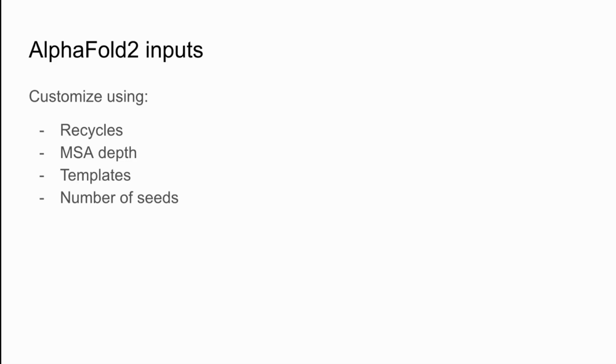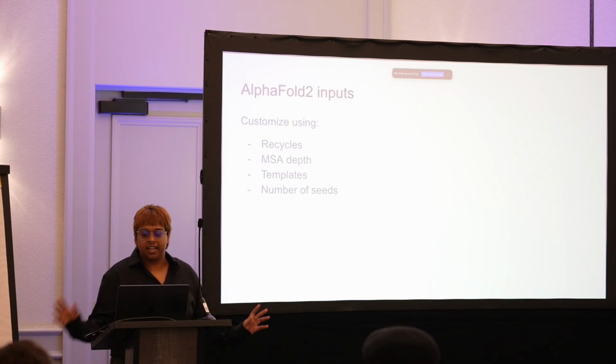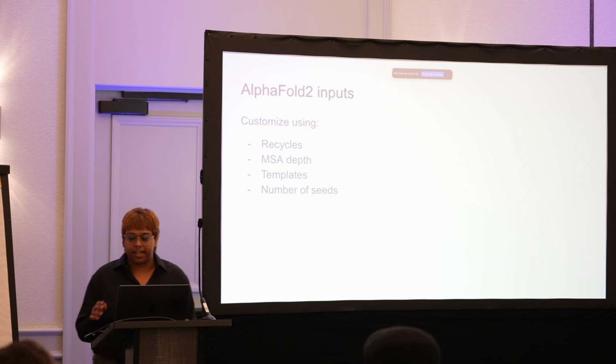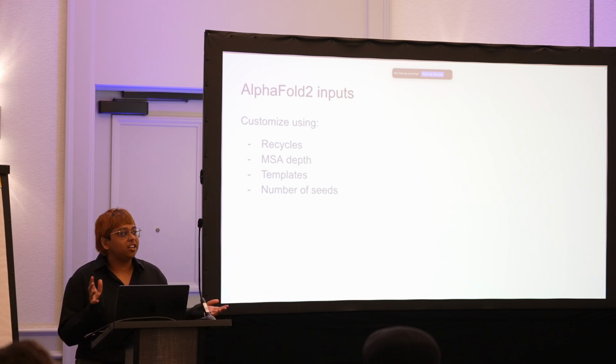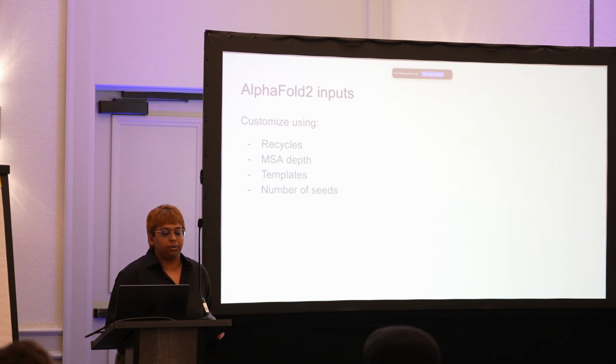And then yeah, templates, they're existing structures. So this is like homology modeling in my eyes. You can provide your own templates, or you can let Colab search and find the templates. And yeah, the key here is really finding the right balance with the MSA so that you're getting the correct amounts of information from both.